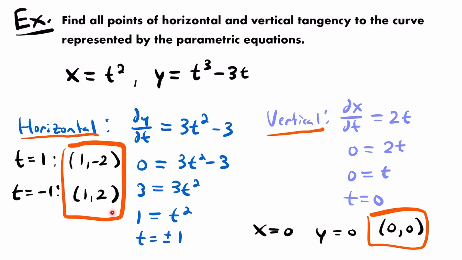All right, and so that's how you find the points on a plane curve where there are horizontal and vertical tangent lines. For horizontal tangent lines, you find dy/dt, set it equal to 0, solve for t, and then plug those values of t into your parametric equations to get the corresponding points. And then for vertical tangent lines, you find dx/dt, set that equal to 0, solve for t, and plug that value of t into your parametric equations to get that corresponding point. Okay, let's look at one more example for this video.